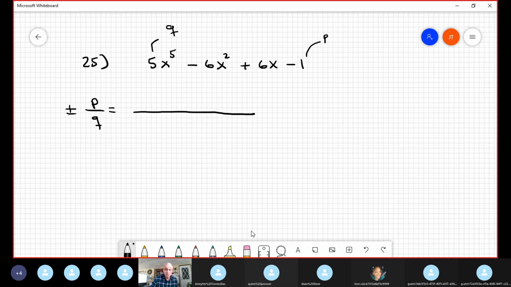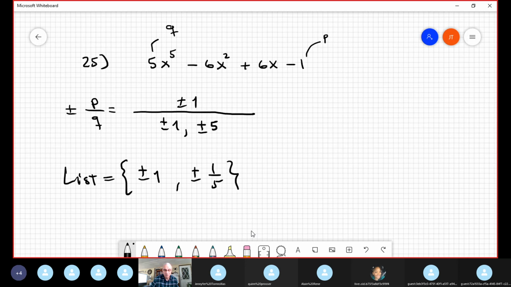Okay, we have 1, so it's plus or minus 1. The only option that we have for 5 is plus or minus 1 and plus or minus 5, because 5 is a prime number. Okay, so what is my famous list? My famous list is plus or minus 1, 1 divided by 1, comma, plus or minus 1/5. So what is the option that corresponds much better? I suppose it's option A.